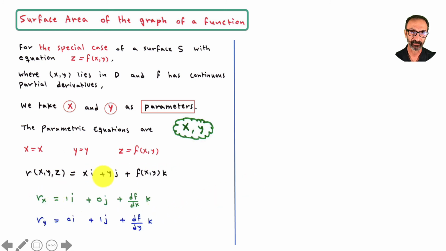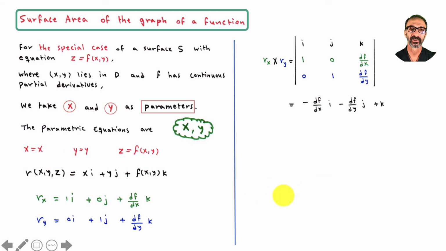If you take your time and find the partial derivative with respect to x, that's a 1, that's a 0, that's df/dx. With respect to y, you end up with the following. Doing the cross product, minus df/dx i minus df/dy j plus k. Thus we have the following. Taking the magnitude, that will be squared, that will be squared, no need for the minus signs, and that will give you 1. You want to keep this in mind from now on.